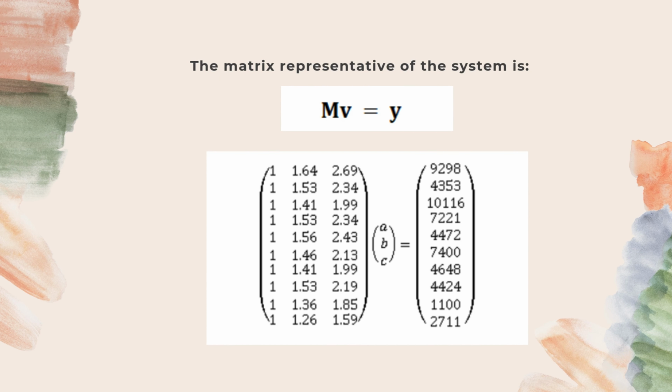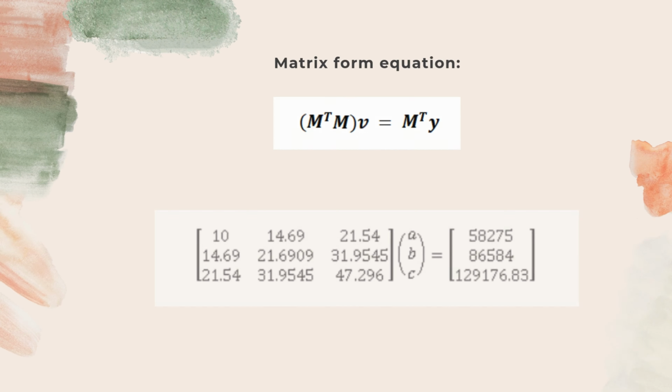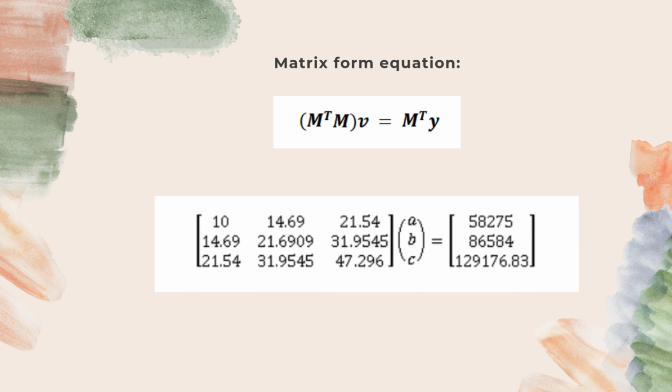The matrix representation of the above system is M multiplied by V equals Y, which is the normal equation. Next, we find the least square solution by multiplying the transpose of matrix M with matrix M, then multiplying with matrix V, equal to the transpose of matrix M with matrix Y. From that, we will get A, B, and C.